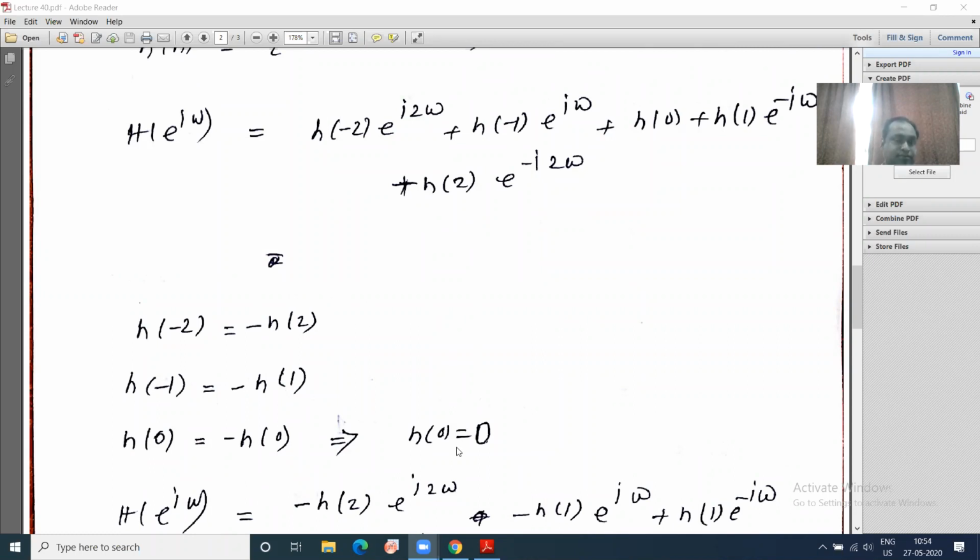Because for any integer, real number or complex number, if the positive and negative signs are equal, they will be equal only and only if they are equal to 0. So this is a fundamental theorem of mathematics, of algebra. So h0 equal to 0, which means you have to substitute h0 equal to 0.